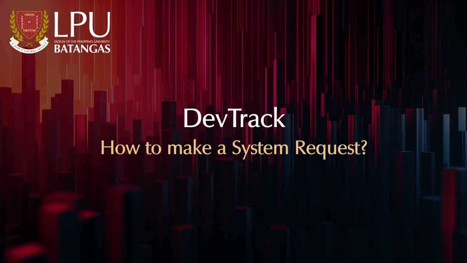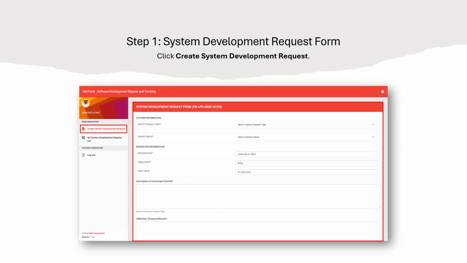Now, let me walk you through the process of creating a request. Click Create System Development Request. The page will display a form for the user to complete. The form includes the type of request, system request type, and the name of the target system, system name, both of which are selected from drop-down menus.